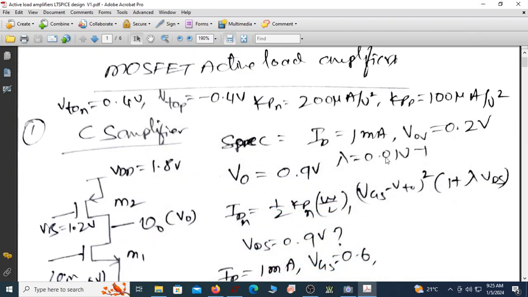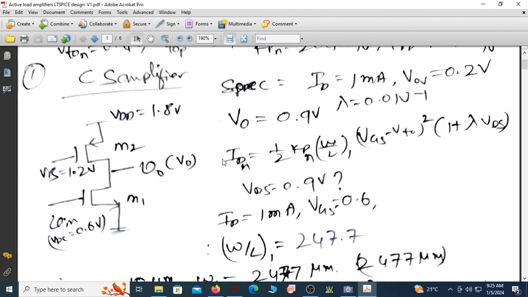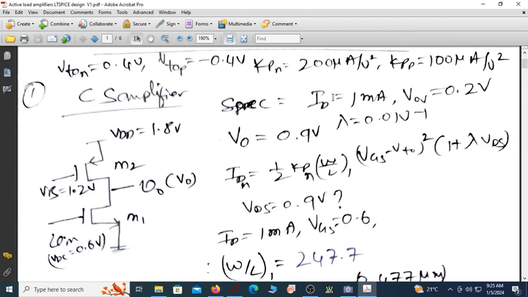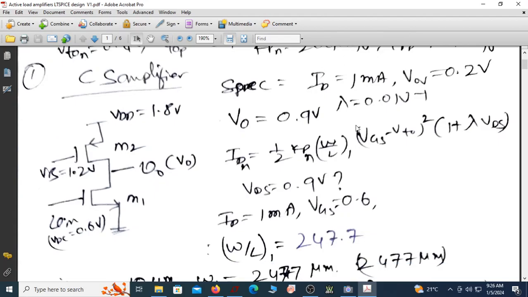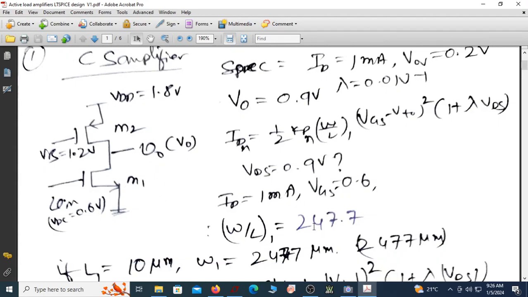Hi, let's continue the analysis of this active load amplifier. In the previous video we were trying to find out the gain and Rout of this amplifier. Of course, we have considered the specifications as these, and upon finding the W/L of this transistor, it comes out to be a ratio of 247.7.